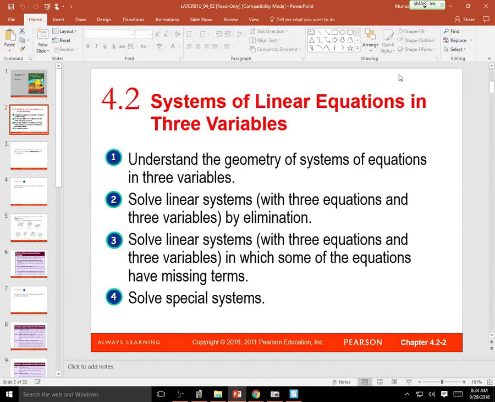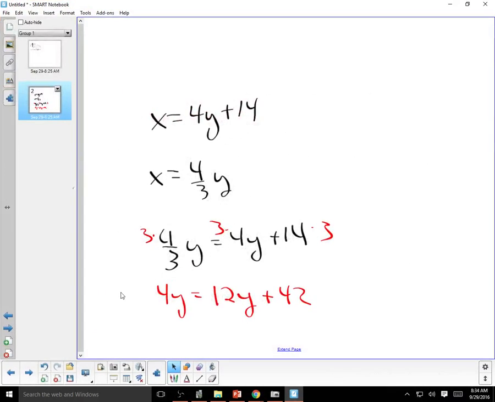Here's the objective for today. 1, you need to understand the geometry of a system of equations in 3 variables. Solve a linear system with 3 equations and 3 variables by eliminating. And solve a linear system in which one of the equations has missing terms, and then solve special systems. So now we're going to graduate from 2 equations, 2 variables to 3 equations, 3 variables, okay? Now, let's start with the first objective, which is understanding the geometry behind it.